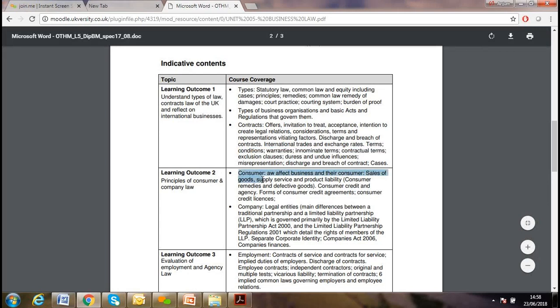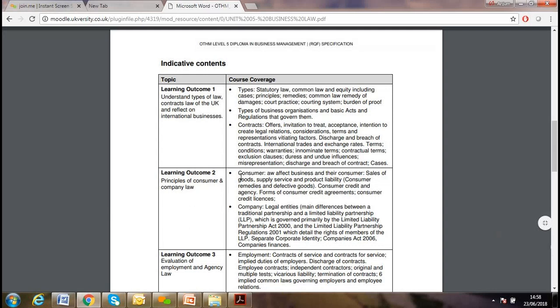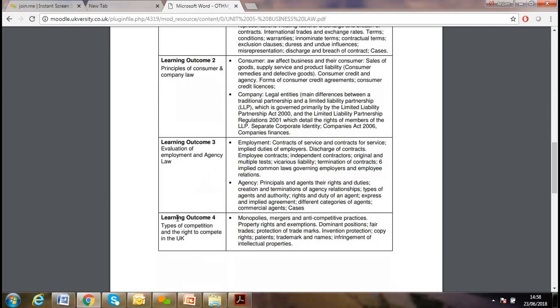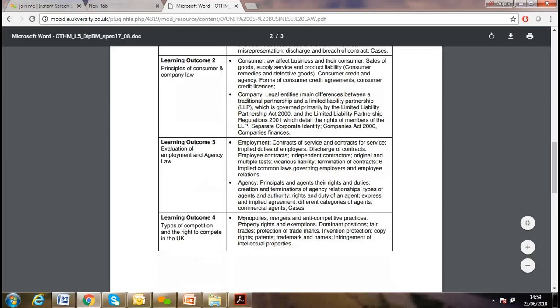Consumer law, that is the Sale of Goods Act, and consumer rights, meaning the individual rights we have to claim something, which we'll go through, and that all comes under LO2. Then we'll move to LO3, which is purely employment law, and LO4, where we will go through monopolies, like companies, and why competition is important. So that's all for today.